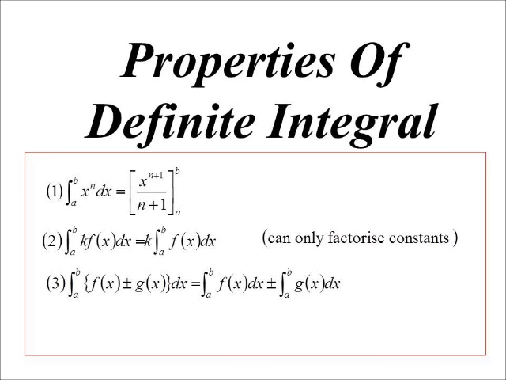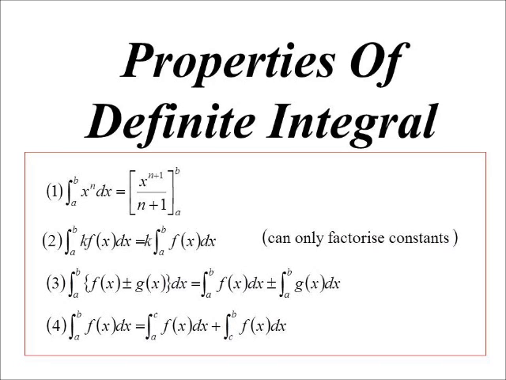The third one is basically saying you do it a term at a time. So if you want to integrate f(x) plus or minus g(x), you could integrate f(x), sub in the values, integrate g(x), sub in the values, add them together, and you'll get the same answer. If you want to integrate from a to b, you could integrate from a to c and then integrate from c to b and add those two together. It'll give you exactly the same result.